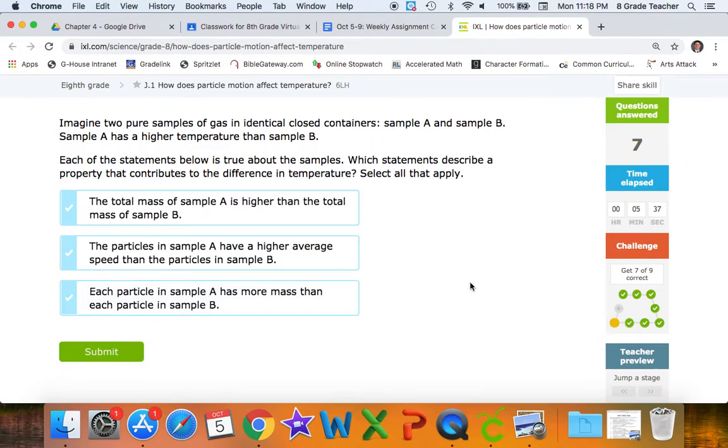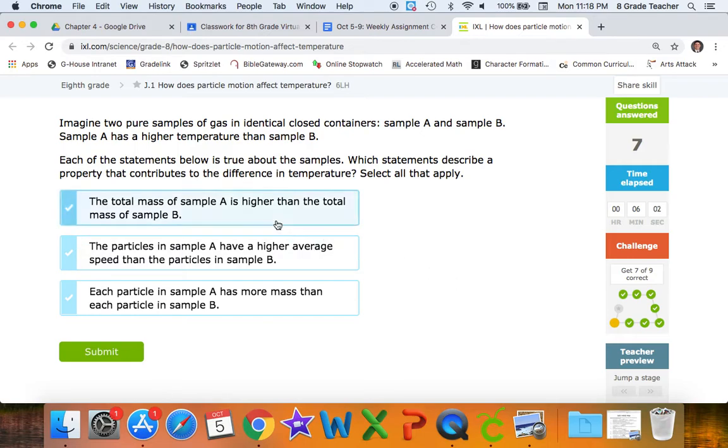Imagine two pure samples of gas in identically closed containers, sample A and sample B. Sample A has a higher temperature than sample B. Each of the statements below is true about the samples. Which statement describes a property that contributes to the difference in temperature? Select all that apply. We talked last time that the properties that influence the temperature are the average speed and the mass. So let's look at what we have here as options.